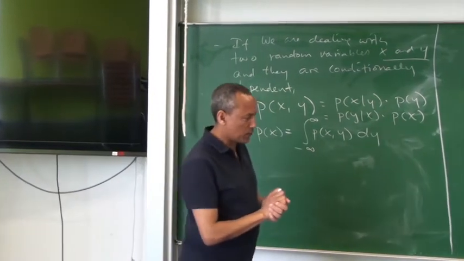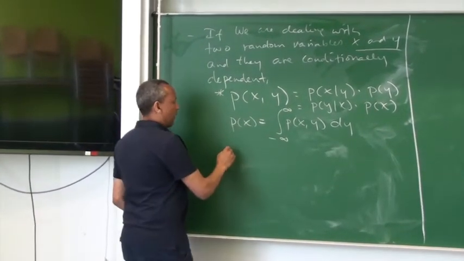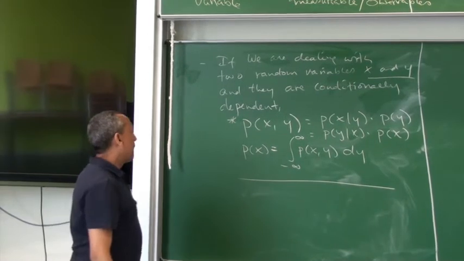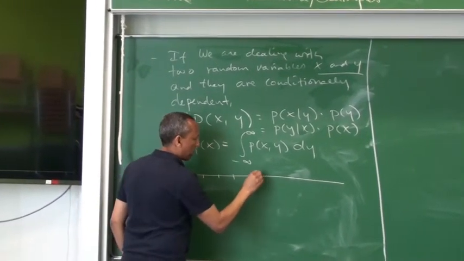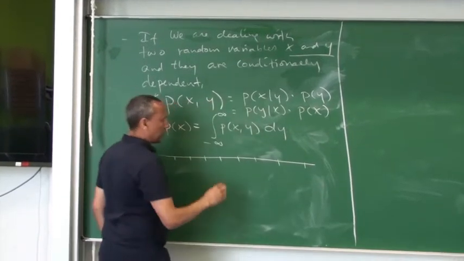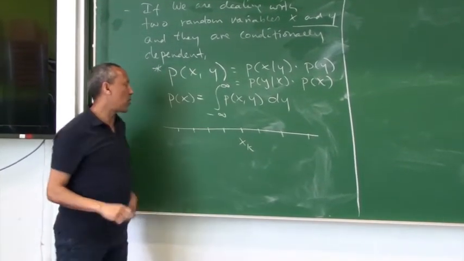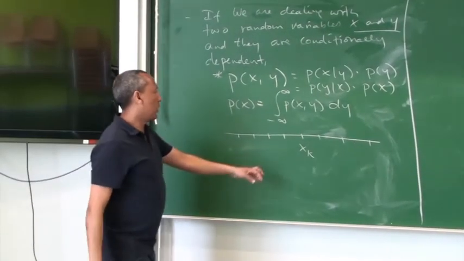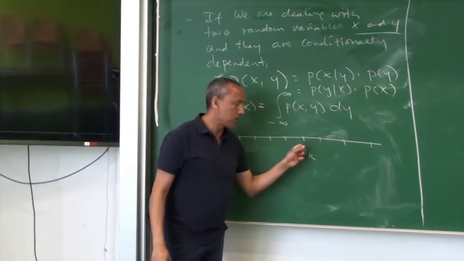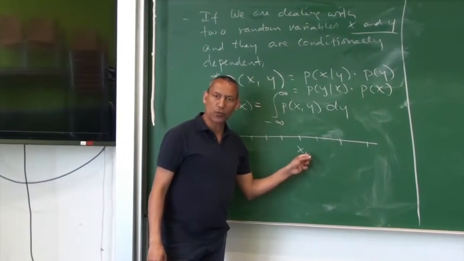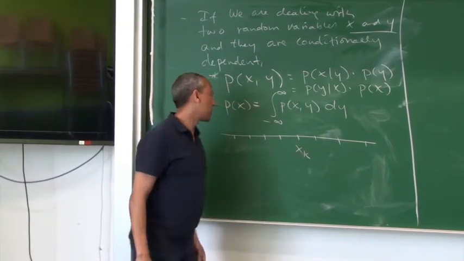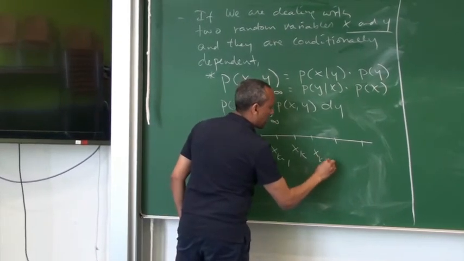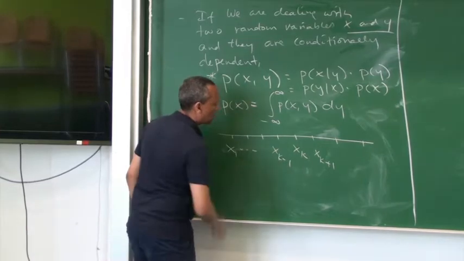Another important aspect is the following. Suppose, let's go back to the robot's position. Suppose this is xk. From now on, I will use the subscript k to denote that this random variable is the position of the robot at time k. Okay, so this is xk. This is xk minus 1, this is xk plus 1, this is x1, and so on.